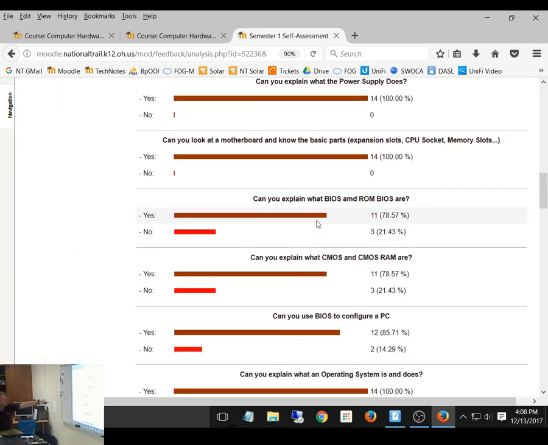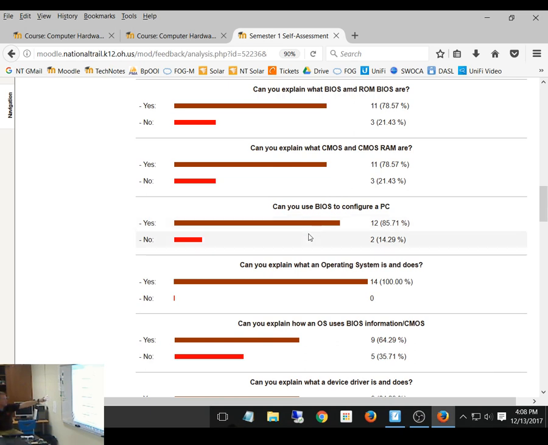We talked about what BIOS RAM is. We talked about CMOS. Can you use BIOS to configure your PC? That's where we went in hitting F2. We set our boot order. Whether you can or cannot, I want you to say yes, obviously, to this question, but there's no way for me to test you on it in the test.